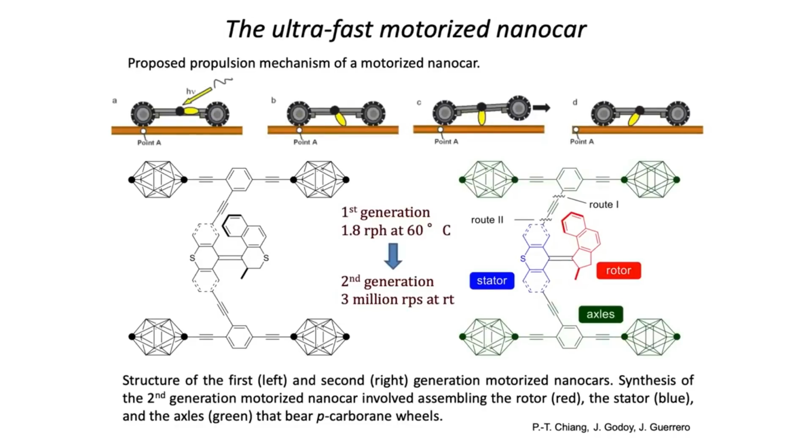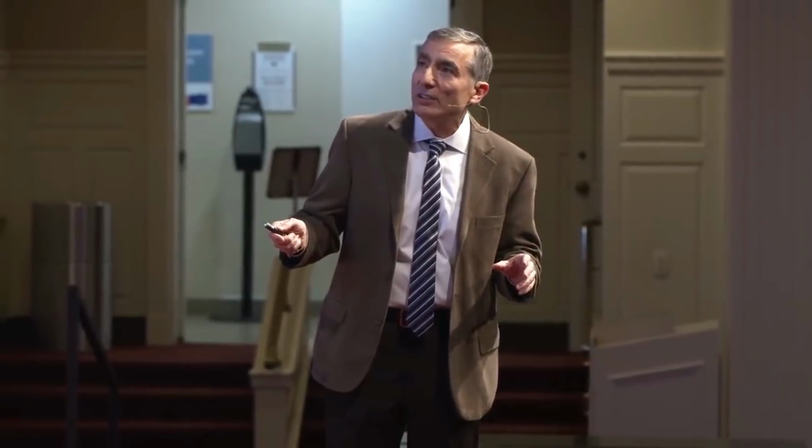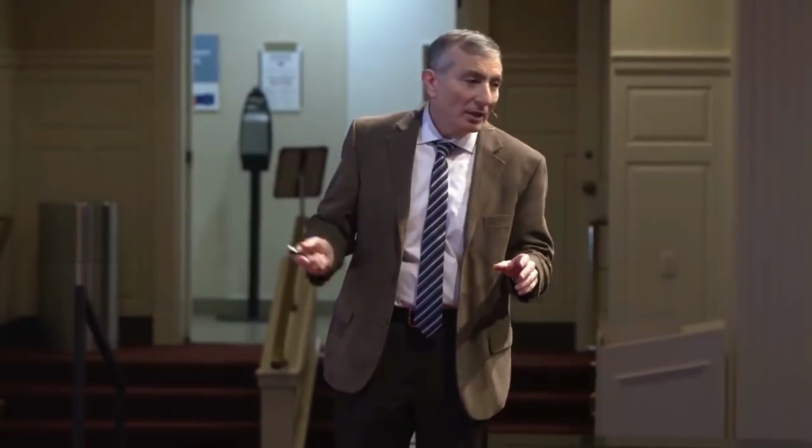This was the first generation motor that we put in the car. It worked, but it only rotated at 1.8 revolutions per hour. When we rebuilt it without that sulfur atom there, in that 5-member ring, then it goes 3 million rotations per second. All right, so small changes can make a big difference. Well, what do you do? Well, what you do is you just come here and you erase that sulfur and you do that. Now that you can do on a blackboard.